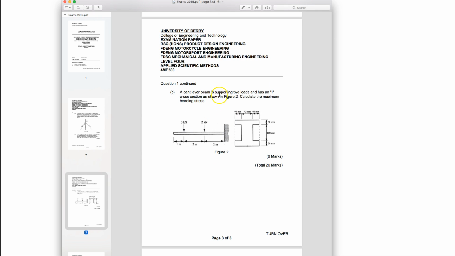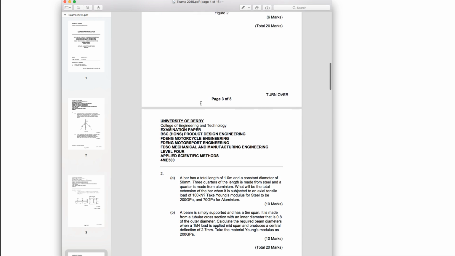It's a cantilever beam supporting two loads. We've been given a cross section, so I'm immediately thinking calculate I, second moment of area. Cantilever, calculate maximum bending stress. So that's going to be the 3-part equation. Not too bad. Okay, good start.